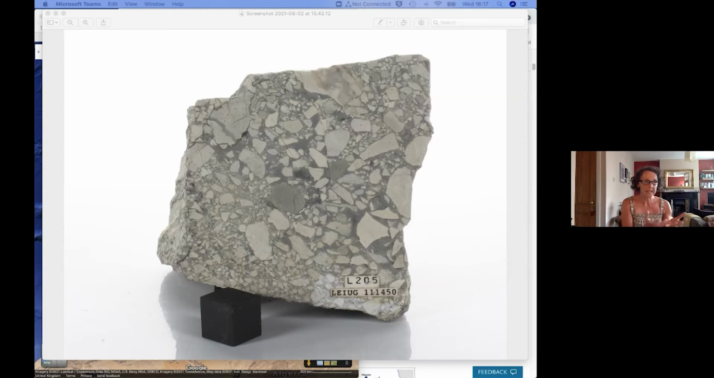To me, if I looked at that for the first time, straight away I'd go, right, that's grey, and that's fine. So colour is really, really important, and different colours tell us different things about the origin of rocks. So noting that it's grey is really important.